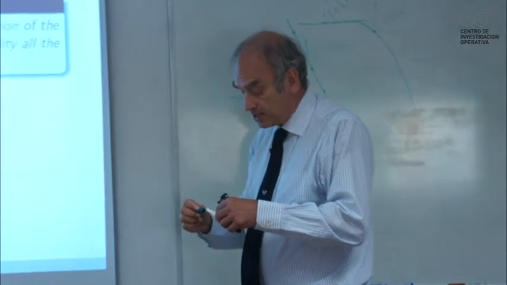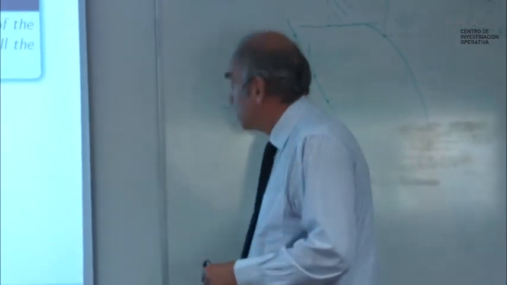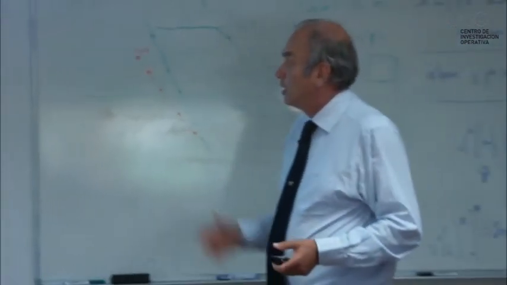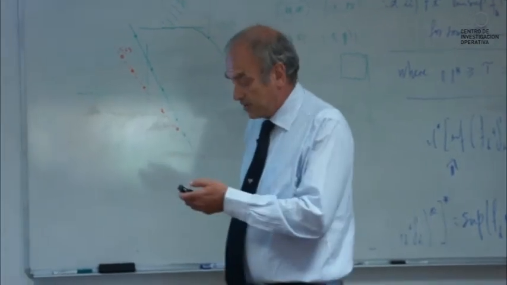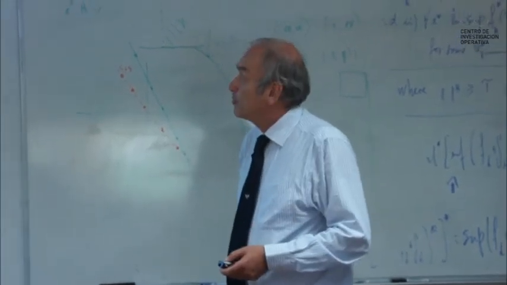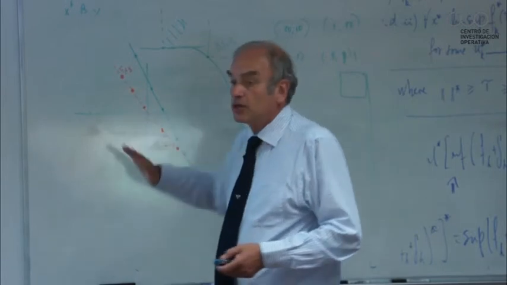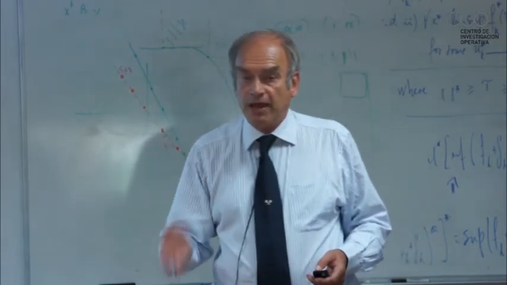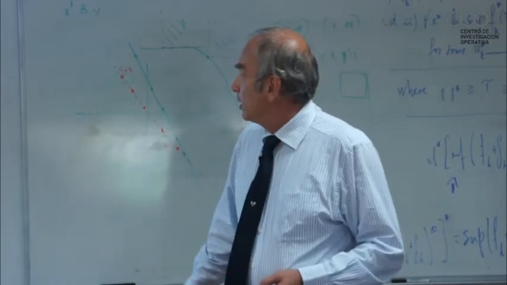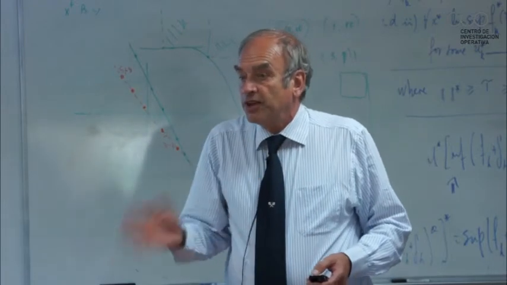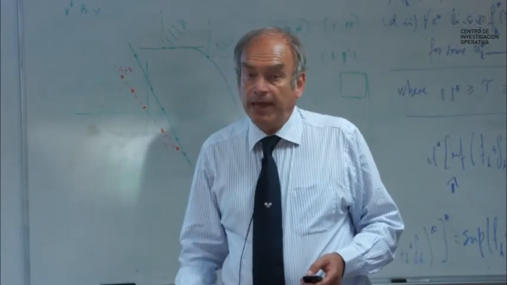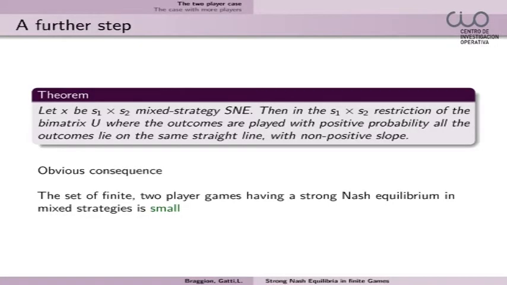What about more players is an interesting question, because can we extend the same stuff to more players? If we have three players, for instance, is it true that if I have a fully mixed equilibrium, then, for instance, the payments lie on a plane? Or if I cannot get this, can I at least get that I still have null measure?